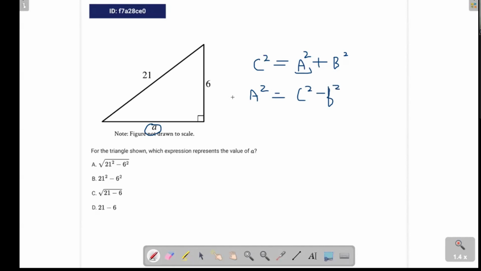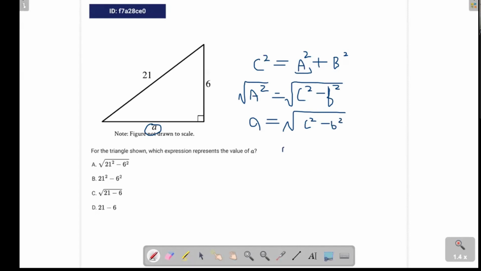And then to figure out what A is, you just square root everything, meaning that our A value is then equal to the square root of c squared minus b squared. From here, we just need to plug in what our c and b values are.